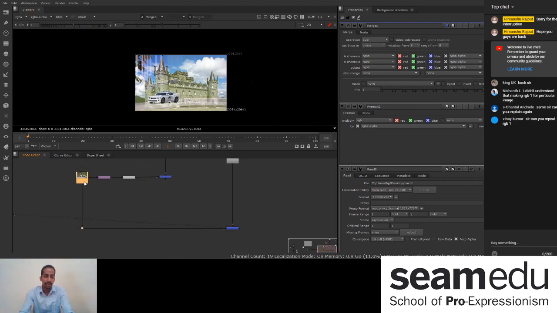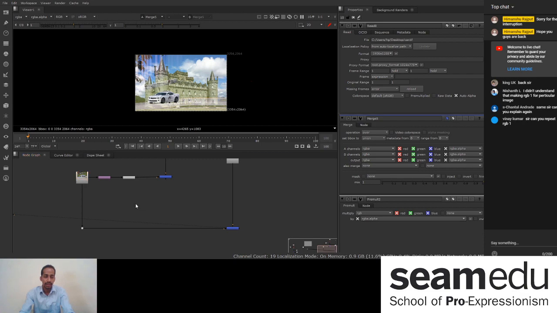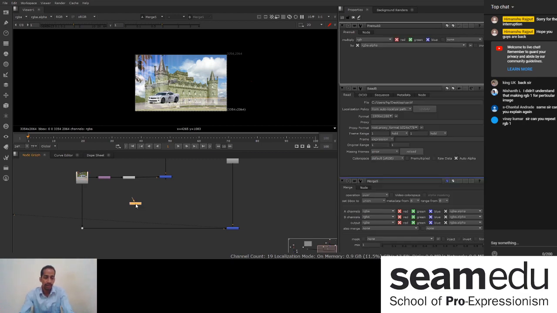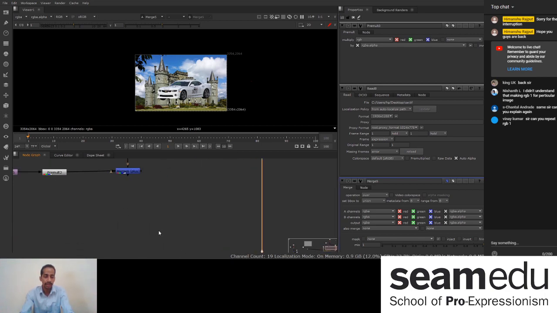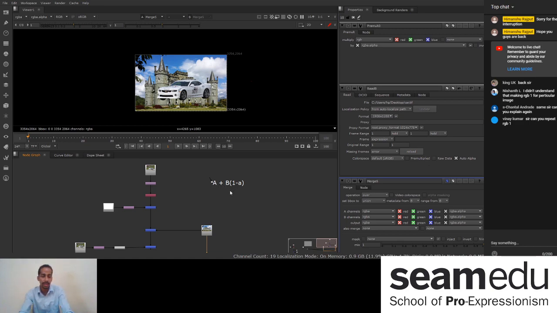And you can use pre-multiply. So I'll do pre-multiply here as well. So this is the result you will be getting by using the over operation. And this is what we did by using their own mathematical formula.